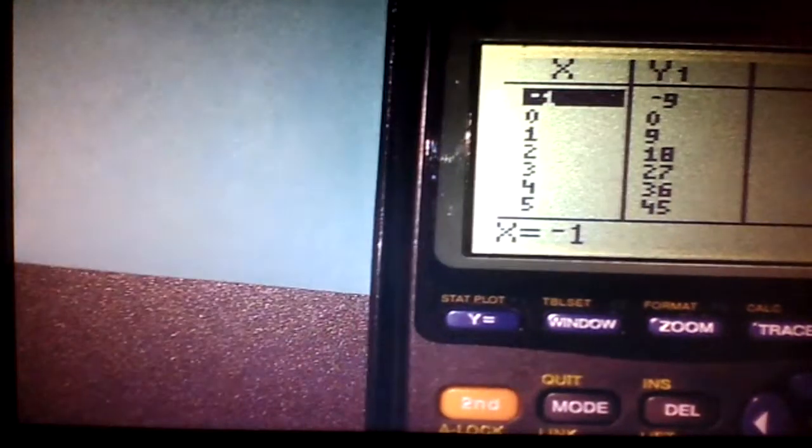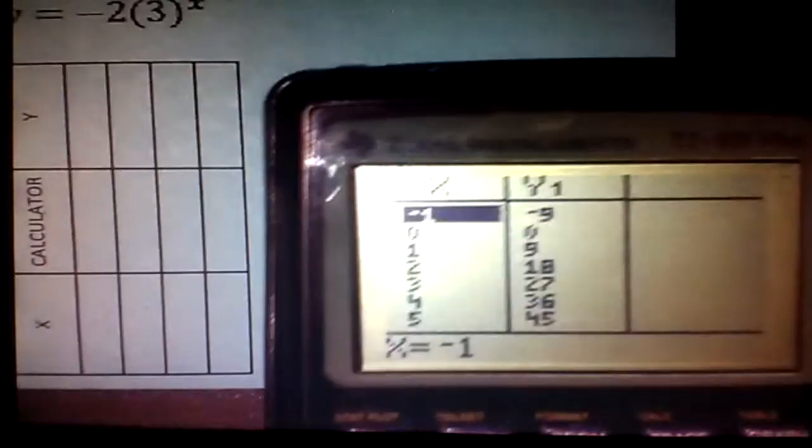I think there's something wrong. Oh, okay. I put it through 9. Yeah, there is no caret key. That's not an exponent. Okay. All right. Let's put in this last one.